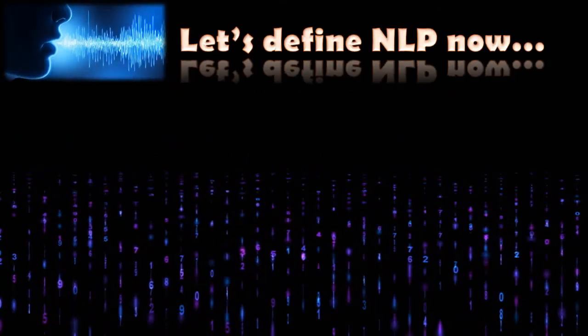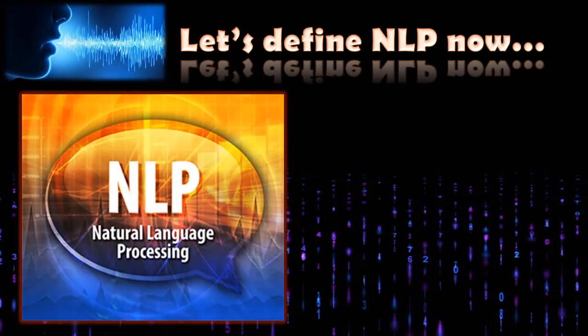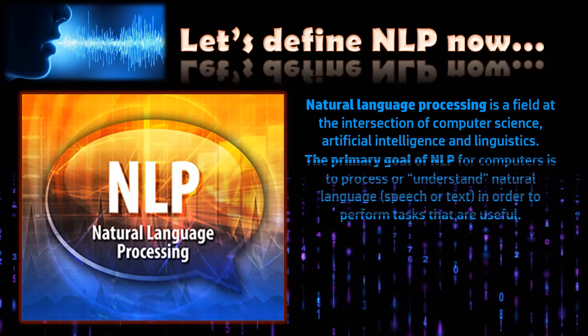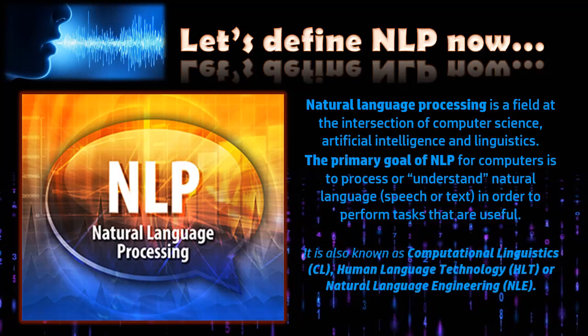Now let's define NLP. Here is a simple definition of NLP. Natural language processing is a field which lies at the intersection of three other fields, that is computer science, artificial intelligence or AI, and linguistics. The primary goal of NLP for computers is to process or understand natural language, which could be either speech or text, in order to perform tasks that are useful. NLP is known by other terms as well, like computational linguistics (CL), human language technology (HLT), or natural language engineering (NLE).